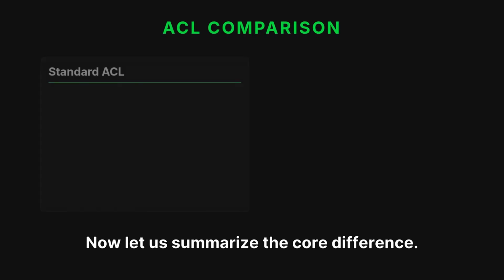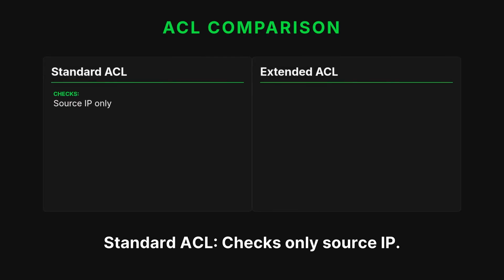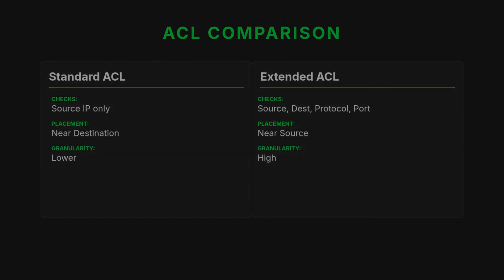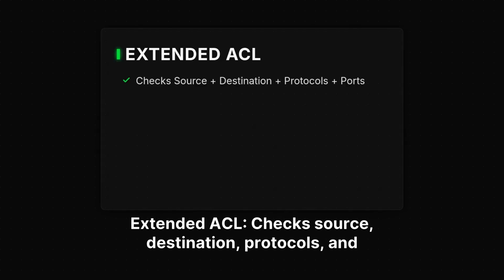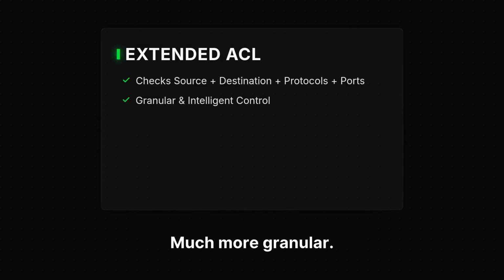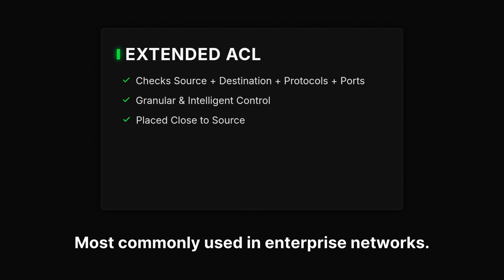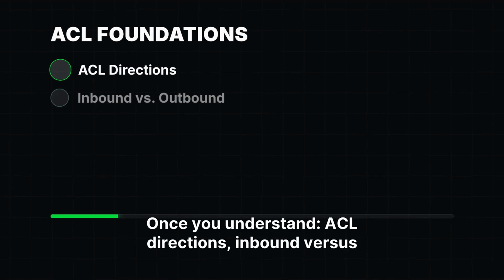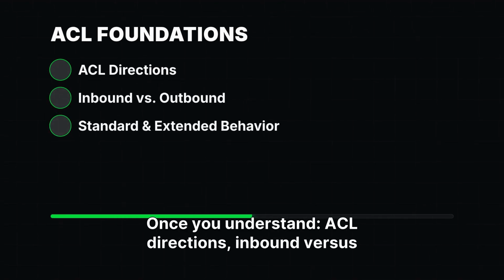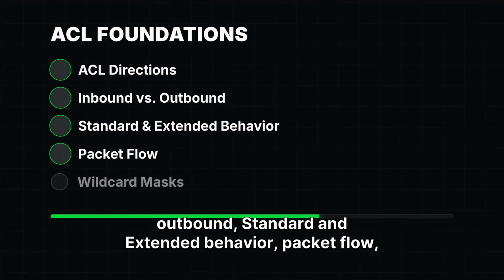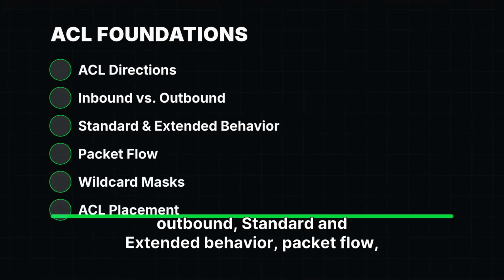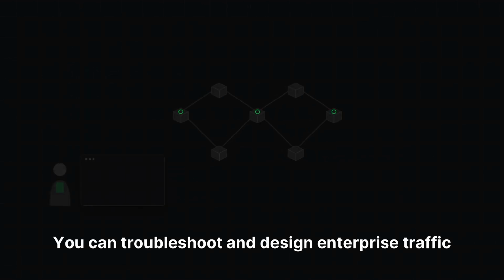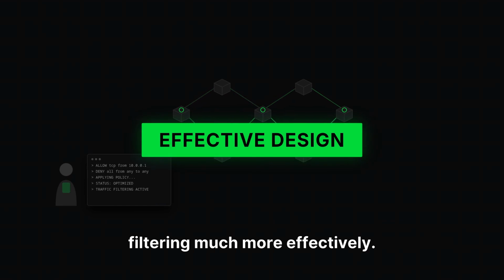Now let us summarize the core difference. Standard ACL checks only source IP, cannot identify destination, usually placed near destination, less granular. Extended ACL checks source, destination, protocols, and ports, much more granular, usually placed near source, most commonly used in enterprise networks. That is the complete foundation of access control lists. Once you understand ACL directions, inbound versus outbound, standard and extended behavior, packet flow, wildcard masks, and placement, you can troubleshoot and design enterprise traffic filtering much more effectively.